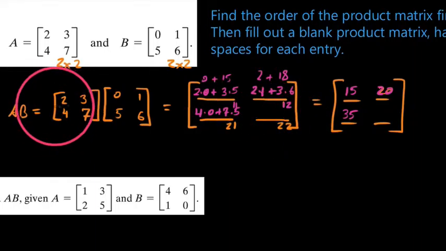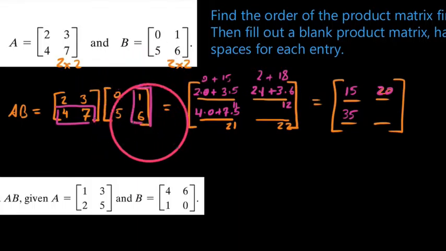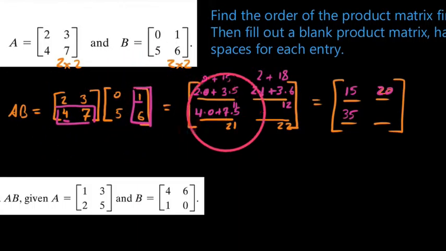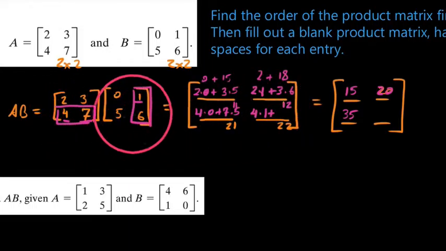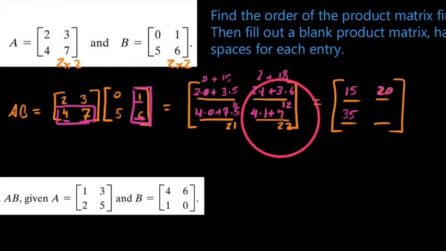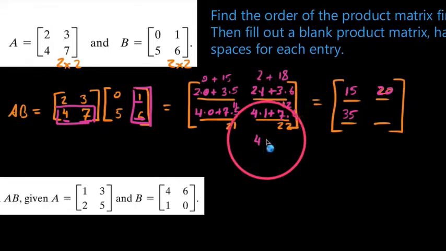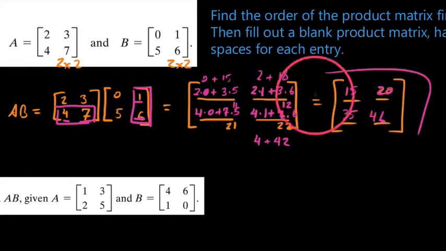And then last but not least, we would take our second row times our second column entries. I can just highlight these now since this is the last time we have to multiply. Second row, second column, we'll take 4 times 1, plus, now move over, move down, 7 times 6. So here we get 4 plus 42, so we get a 46. So this would be our product matrix right here.